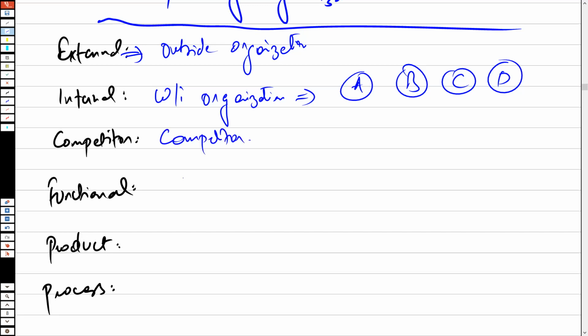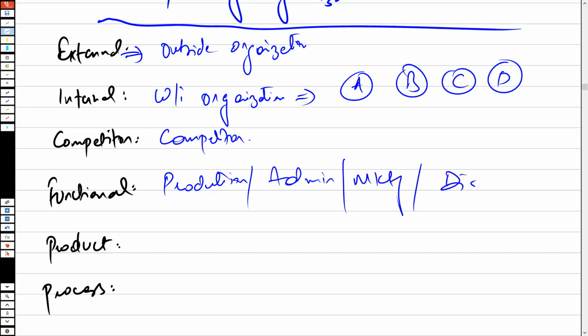Then there's functional benchmarking, the different types of functions. There could be a production function, an admin function, a marketing function, a distribution function. What you do is compare your functions with the functions of the best performing organization. Product benchmarking is where you compare your product with other products.